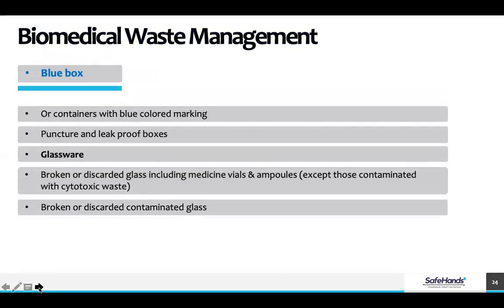Blue box: a container with blue colored marking, a puncture and leak proof box. Glasswares, broken or discarded glass, including medical vials and ampules. All glass particles have to be disposed of in the blue box. Broken or discarded contaminated glasses.